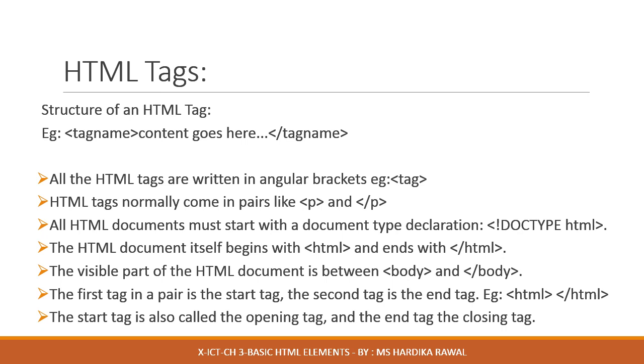The first tag in a pair is the start tag, and the second tag at the end is the end tag. The start tag is also called the opening tag, and the end tag is known as the closing tag.